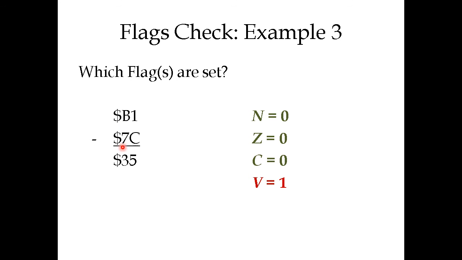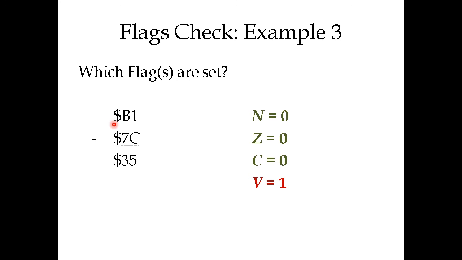But look at the subtrahend and the difference: they have the same sign, right? Remember, this was one of the categories: the minuend and subtrahend have different signs, but the subtrahend and the answer, meaning the difference, have the same sign. Both of these are positive, but B1 and 7C have different signs. So these fall into one of the 4 categories if you go back to the slide. That's why the V flag is set.